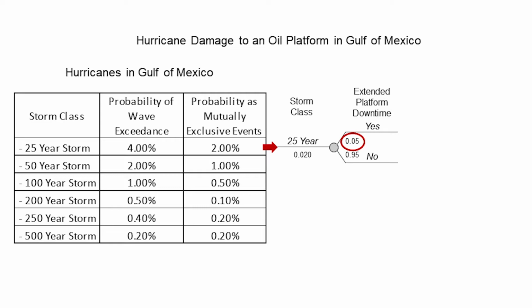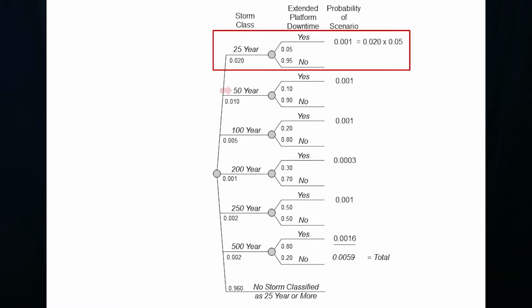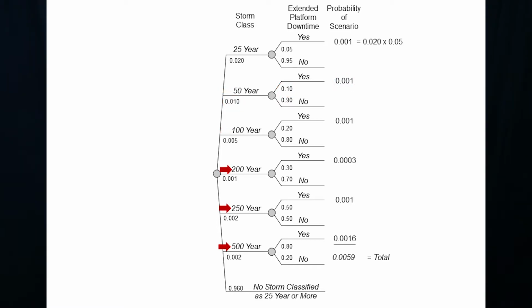Multiplying these probabilities, we see that in any given year, there is about a 1 in 1,000 chance of the scenario where there is extended platform downtime resulting from a 25-year storm. We can now use the same method to calculate the probability of extended platform downtime for a 50-year storm and a 100-year storm, and so forth by storm class. Adding the probabilities by scenario, we calculate the tipping point probability of extended platform downtime for any one platform in any given year at about 0.6% chance, or less than a 1% chance.